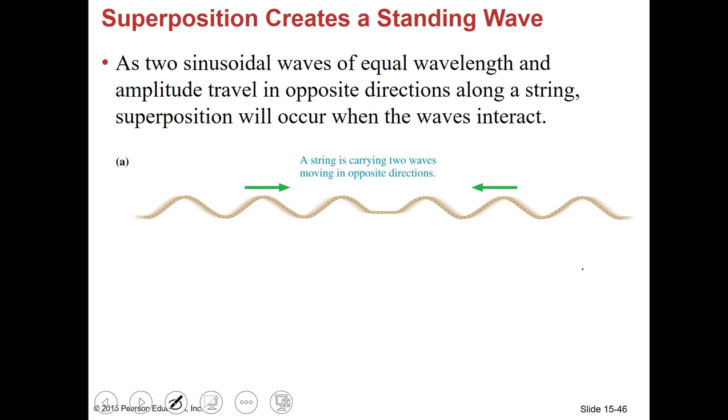Okay. So I got a little bit ahead of myself, but that's okay. We'll talk about this in a little bit more detail. As two sine waves of equal length and amplitude travel in opposite directions along a string, the superposition occurs when they actually interact with each other.